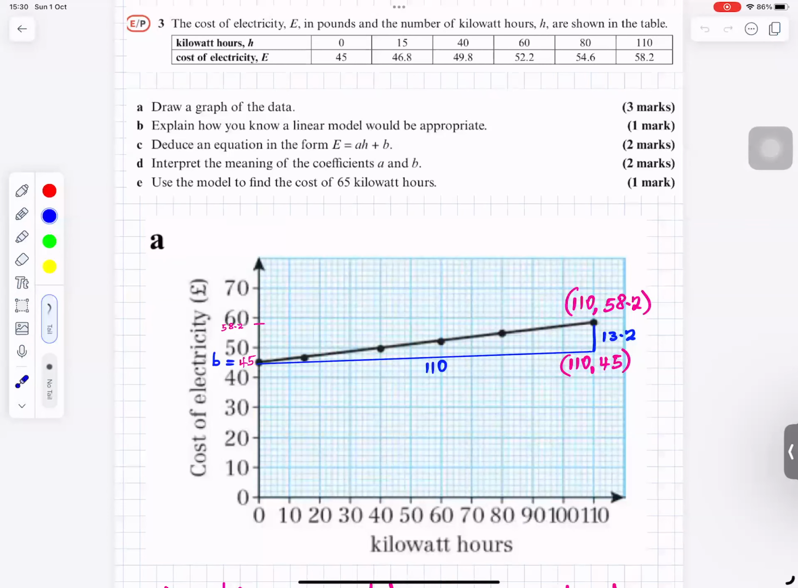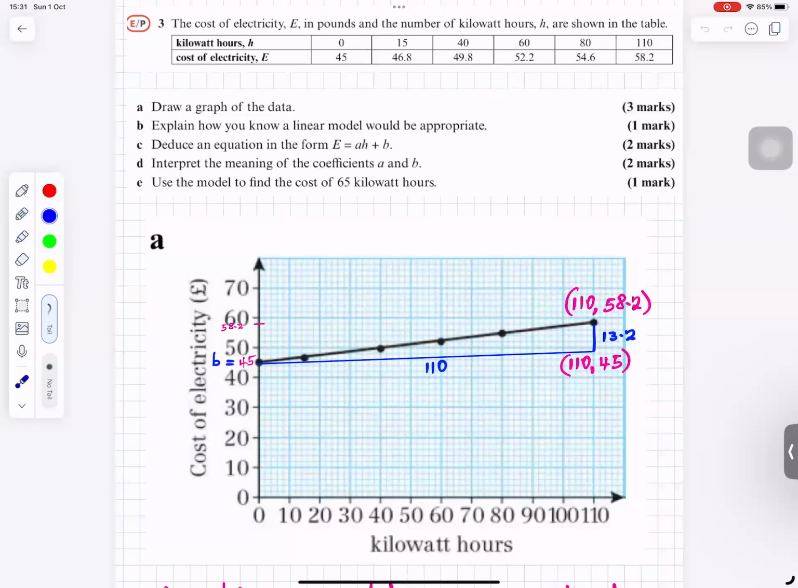So on your graph paper, you will mark the point 0, 45. So that's the first point there. It crosses the y-axis, 0, 45. The next point is 15, that's 15 there, and then 46.5, which is there. The next point is 40 and 48.5. Some people call it 4E. 4E and 49.8. The next one is 60 and 52.2, and then 80, and then the last one.